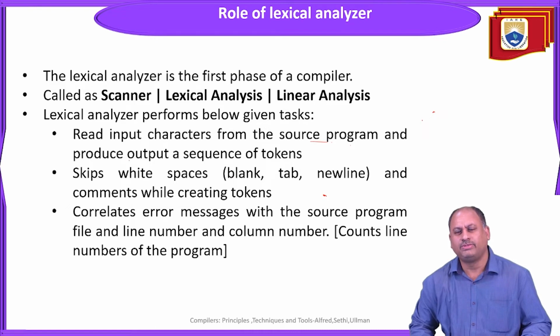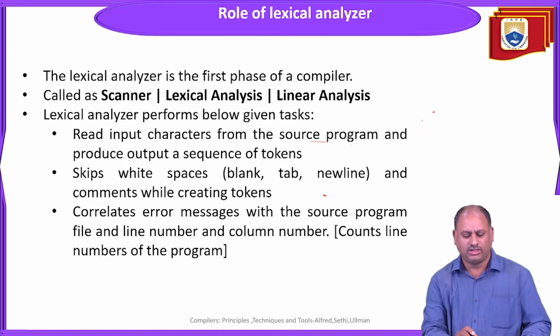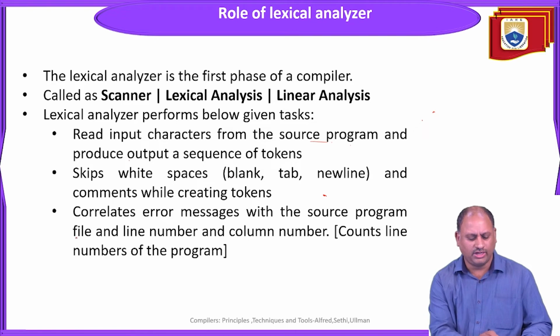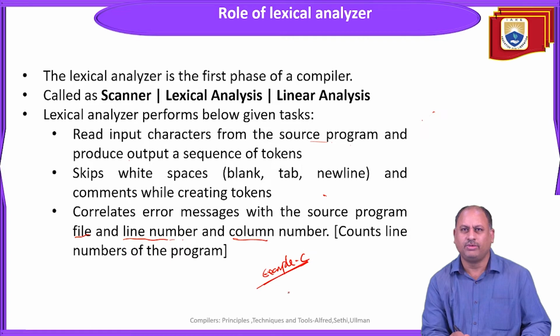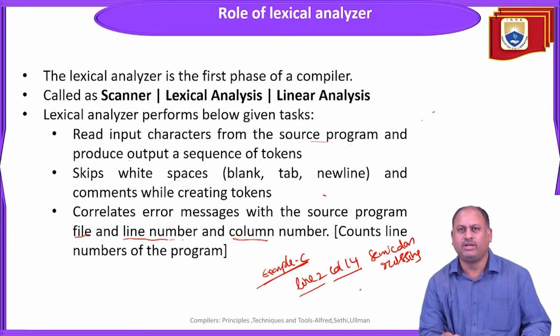Another important step is that whenever the execution takes place, each phase of the compiler reports some sort of errors to the error handler. That is reported with some error mechanism, like file name, line number and column number. Suppose we are executing a program example.c, and for this C program an error occurs. It displays: line 2, column 14, semicolon missing. This is the format that is to be displayed.